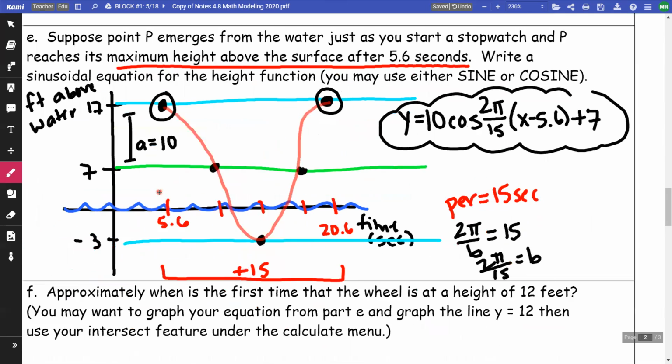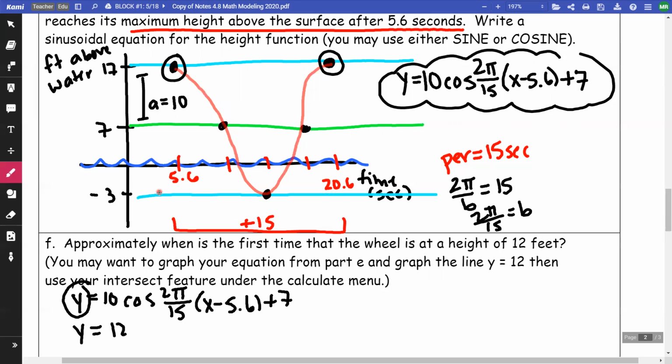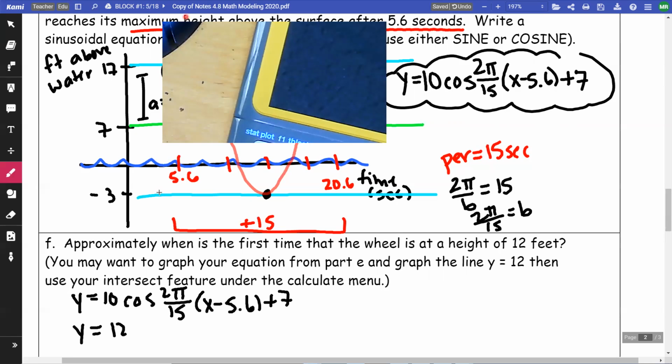Okay. Now I'm going to use this equation to help us figure out the following. When is the first time that the wheel is at a height of 12 feet? So again, I'm basically going to enter in y equals 10 cosine 2 pi over 15 times x minus 5.6 plus 7 into my calculator, and y equals 12. Really, the 12 goes in place of the y if you're solving algebraically, but if you're using a graphing calculator, you need both of these equations. So let me do that.